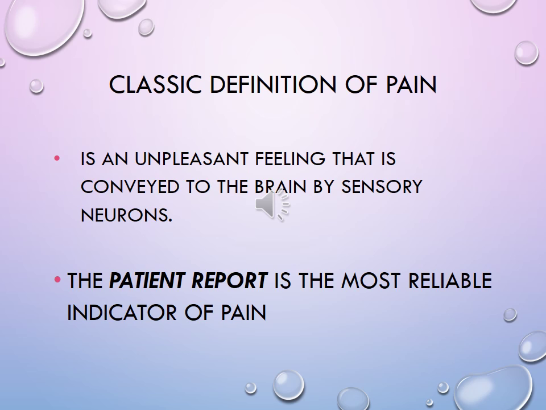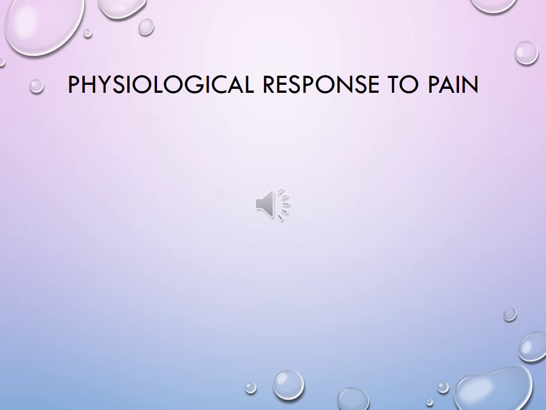The classic definition of pain is an unpleasant feeling that is conveyed to the brain by sensory neurons. The patient report is the most reliable indicator of pain. There is no way to objectively measure pain, so we have to go by what the patient is reporting.